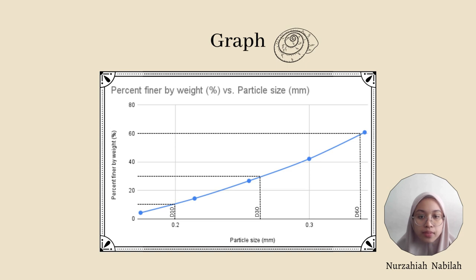The graph is percent finer by weight against particle size that can be obtained from the results we get from the experiment. It is presented by semi-logarithmic plots known as the particle size distribution curve. And in the same graph, there is information we can get like diameter D10, which means 10% of the particles are finer than the size of sand. D30 is 30% of the particles are finer than the size of sand. And last is D60, which is 60% of particles that are finer than the size of sand.